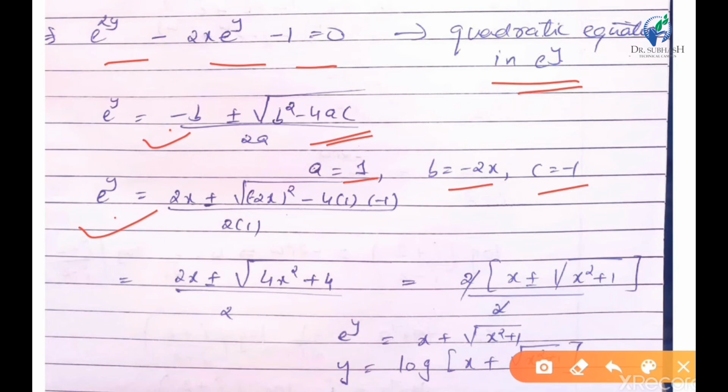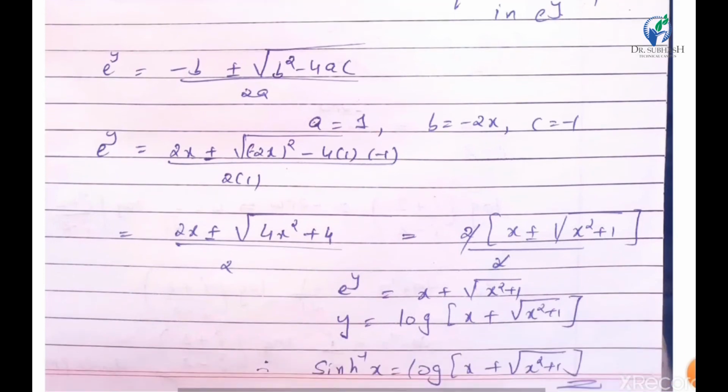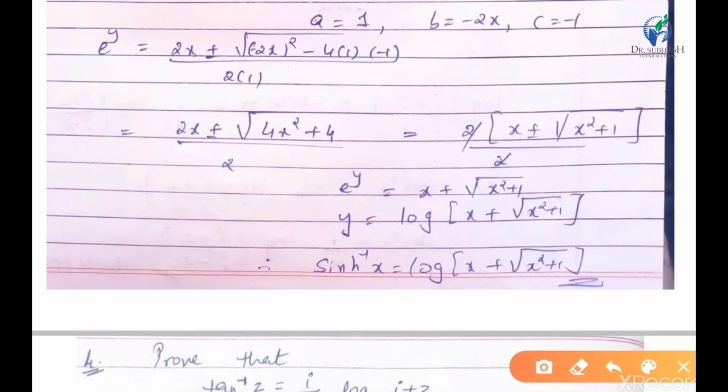Now we simplify this. 2x square will become 4x square, this will become plus 4. Now we have taken 2 common, and the inner portion will be x plus or minus under root of x square plus 1, and this 2 will get cancelled out. So here we get e raised to y equal to x plus under root of x square plus 1.